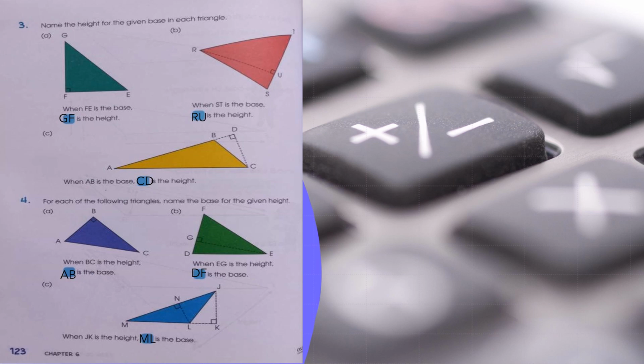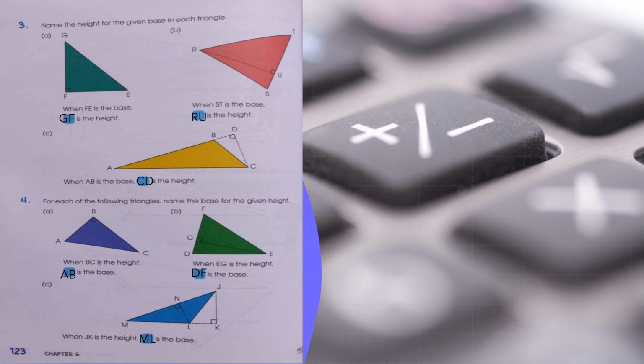Now in question 4, for each of the following triangles, we have to name the base for the given height. So when BC is the height, the base is AB, because if BC is a height, so this is the straight line and the base should be AB, from where this line is drawn and making a perpendicular.